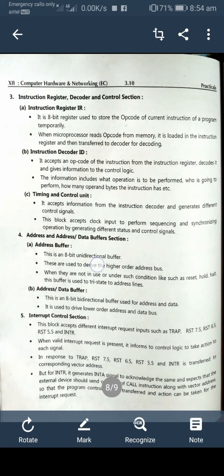Serial input output control section. The serial data transfer is implemented by the 8085 by using the SID and SOD pins. The data can be accepted from the SID pin or the data can be transferred on the SOD pin under software control by the input output control block. To perform serial data transfer, two instructions are provided in the instruction set of 8085, that is RIM and SIM. Okay, thank you students.